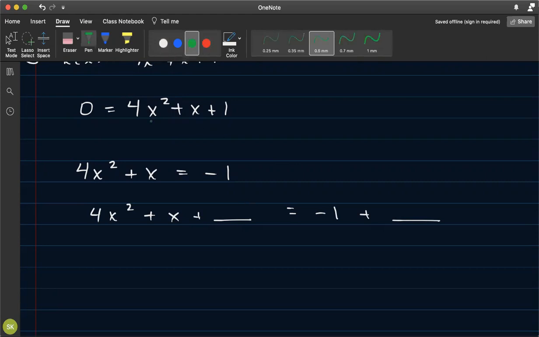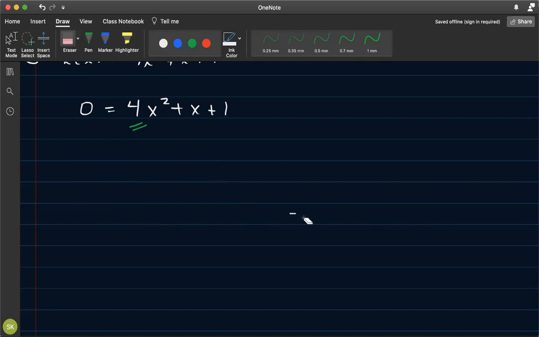I forgot that I have a 4 here. And what did I say last time? When we have a number in the front, we need to get rid of that and make it a 1. So what I'm going to do is erase that. And we're going to divide every single thing by 4. So I get 0, because 0 divided by 4 is 0. 1x squared plus 1/4 x plus 1/4. See, everything is divided by 4.